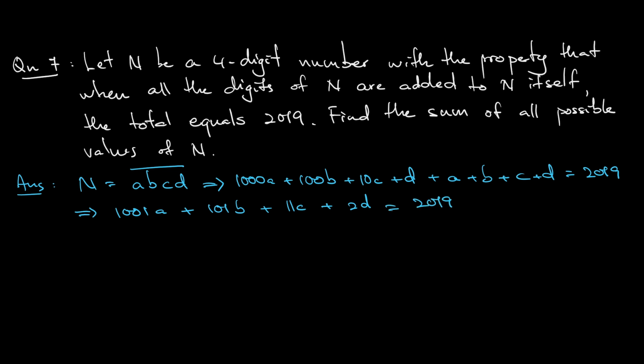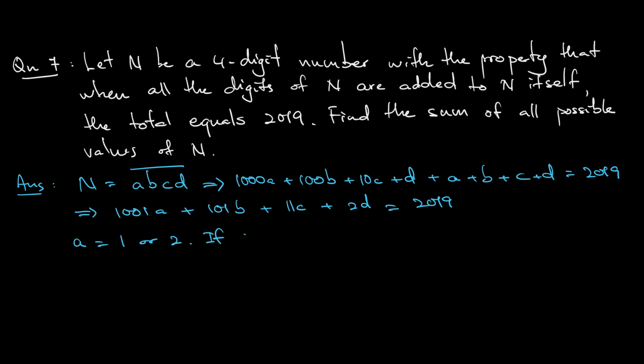Notice that A cannot be 0, alright, because n needs to be a 4-digit number. If A is 0, n is only a 3-digit number or less. Okay, so A is at least 1. So A can be 1, can be 2, but not 3 and above. Because if A is 3 and above, if A is 3, this alone is already 3003, which is already more than 2019. Alright, so meaning that A is equal to 1 or 2.